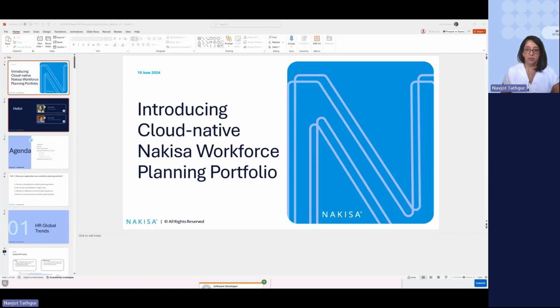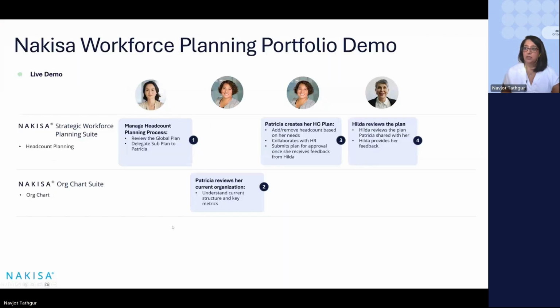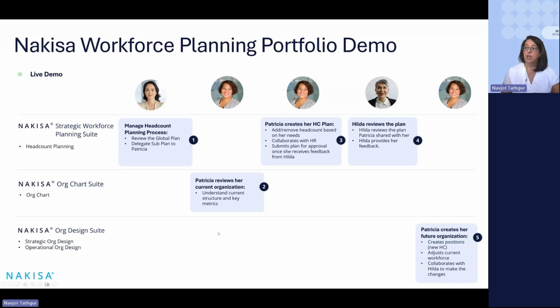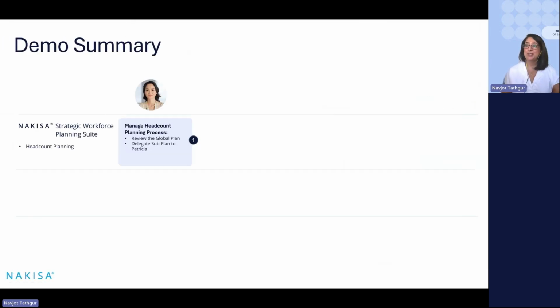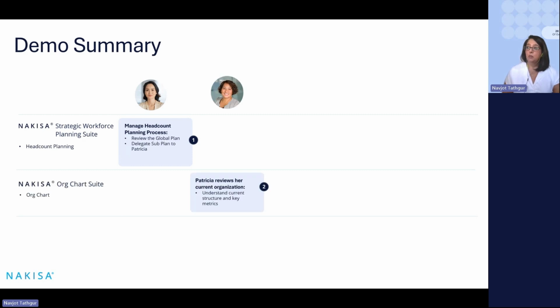And if I just go back into the PowerPoint, I just wanted to review the demo flow. I hope I didn't lose anybody through the process, but the first step was that Carla went in, reviewed the overall global plan, created a sub-plan, and assigned it to Patricia. She added in some pertinent information. Patricia then accessed the org chart because before she did the planning, she wanted to see the current state of her organization. She was able to see metrics and take a look at detailed information about employees.